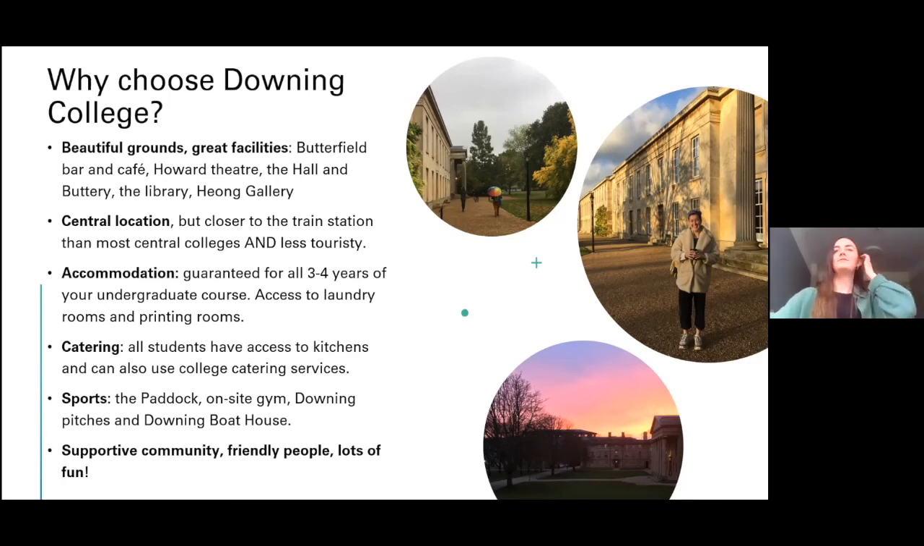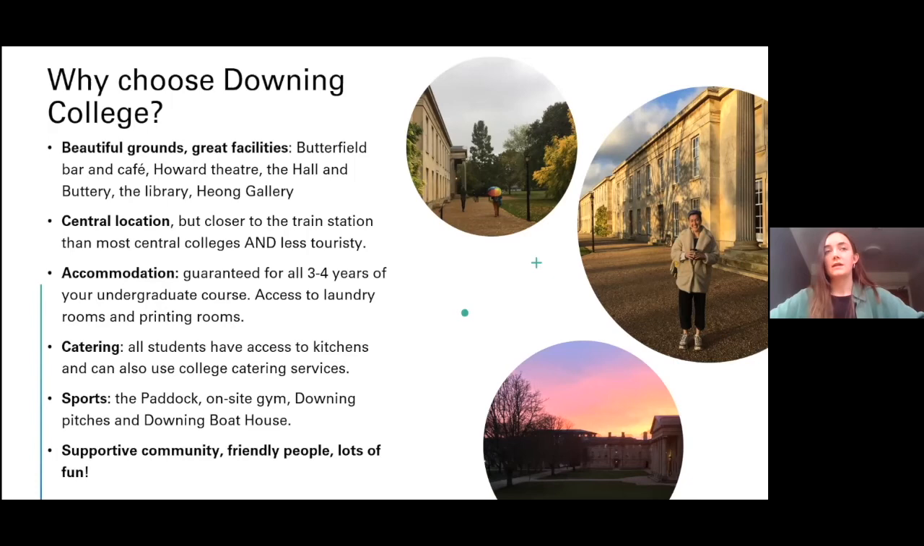And there are generally funny rules about not being able to walk on the grass and things like that. So it's really nice that we have that here. We also have a lovely bar and cafe where you can go and study or relax in the evening. We have a theatre, so there are some student productions held there throughout the year. We've got a lovely library, and we also have an art gallery called the Heong Gallery. So that's quite fun. We've had exhibitions there by, for example, Quentin Blake, who is an alumnus of the college, and he likes to stay involved, which is really nice.